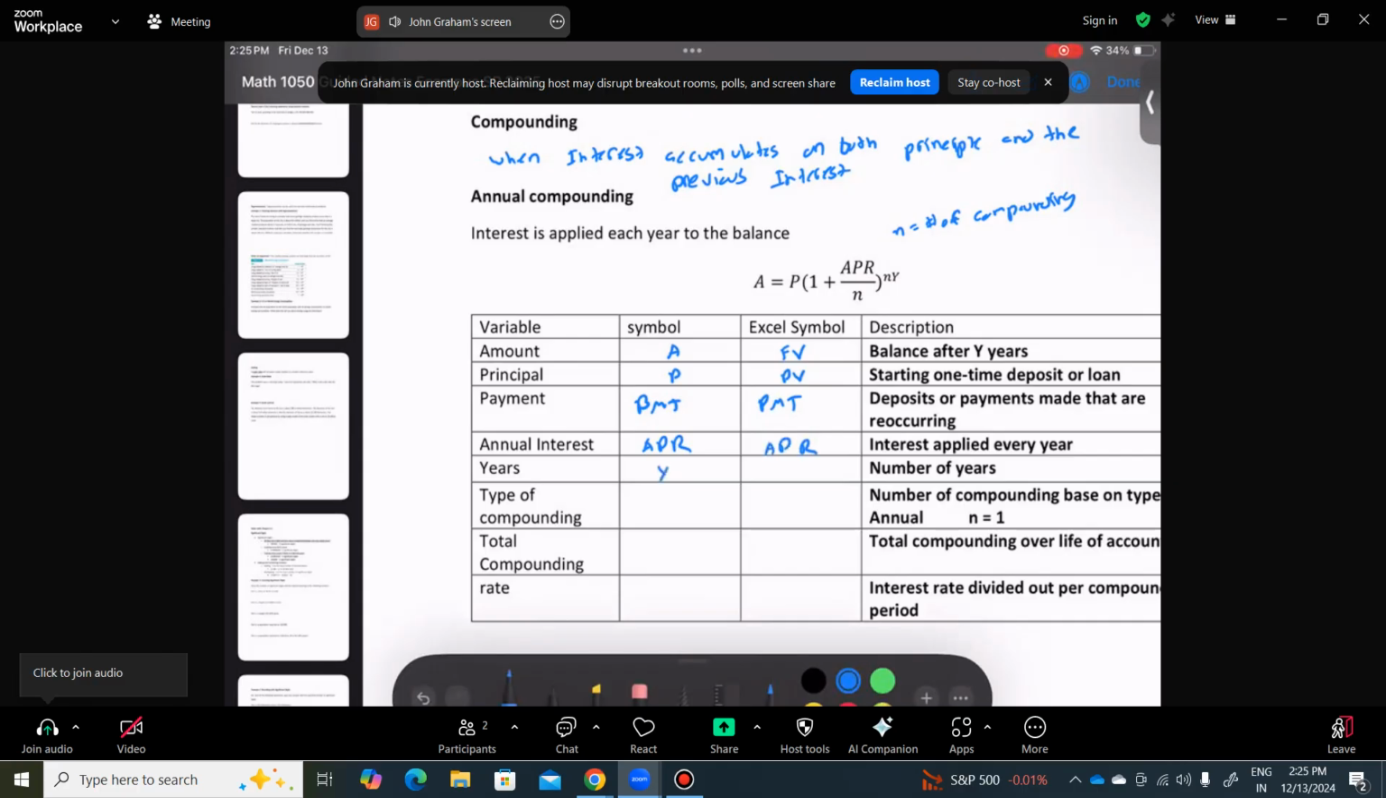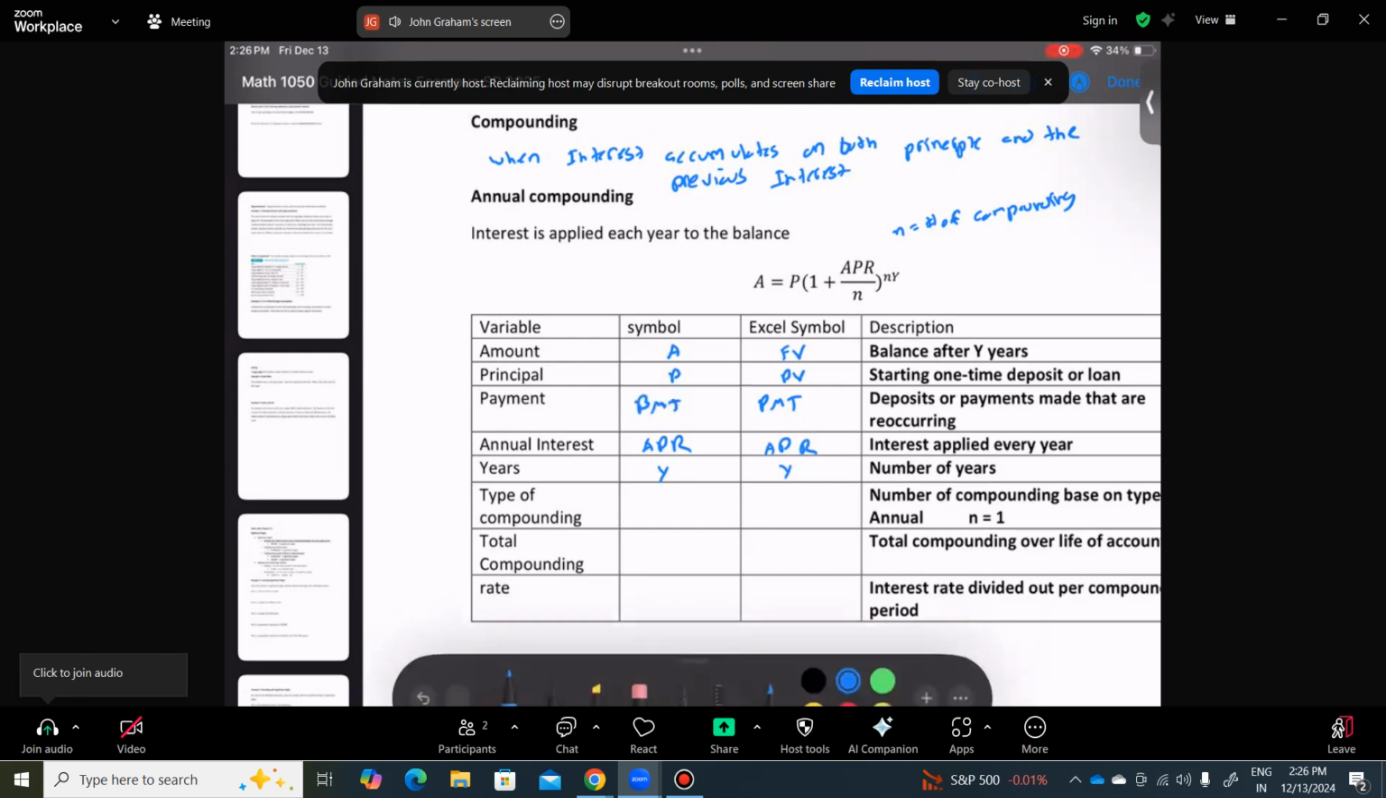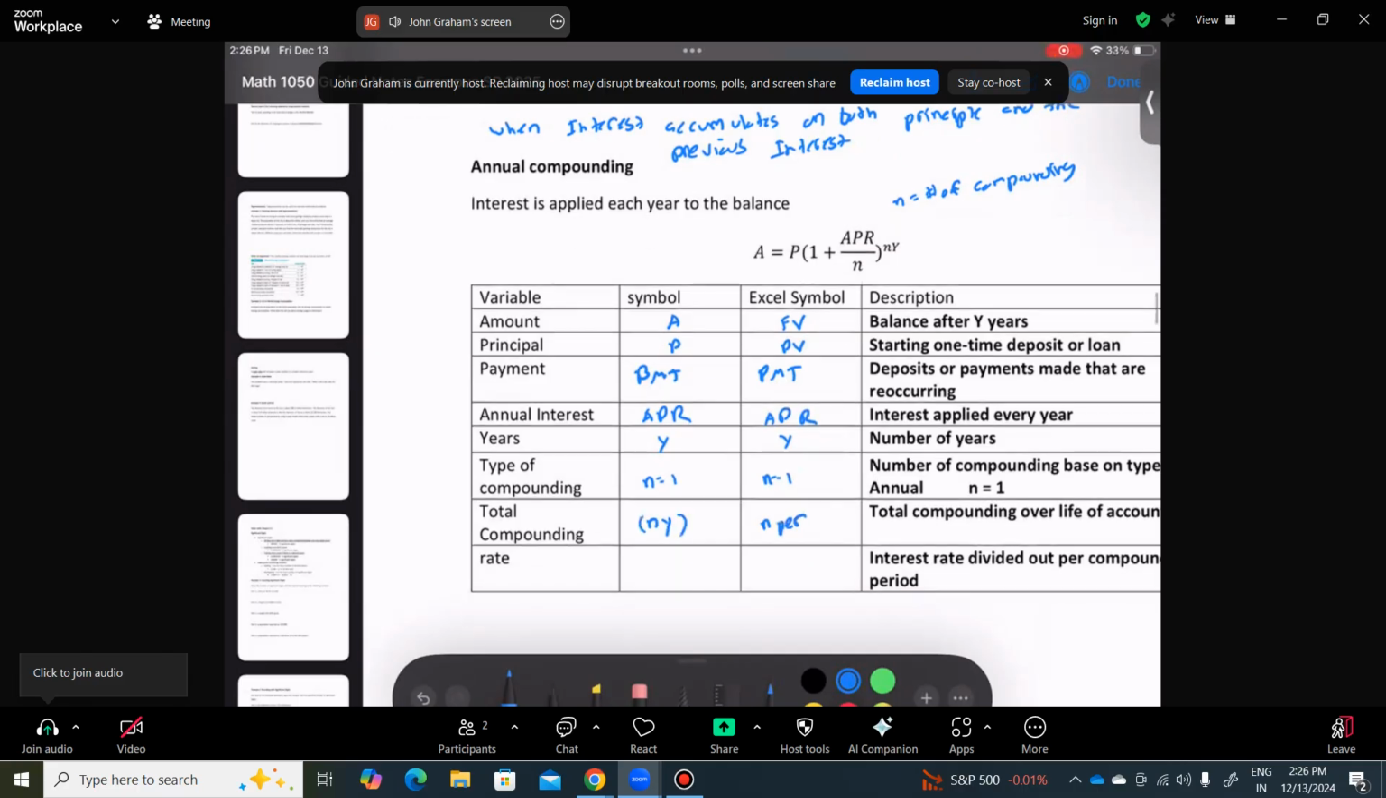Years, Y and Y. And then compounding, for annual compounding, N equals 1. And then total compounding is N times Y. And they use the symbol as N per. N times Y being just your N value, which is 1, times your number of years. So for annual, your total compounding is just your years. And then your rate is APR over N. That's the same thing.